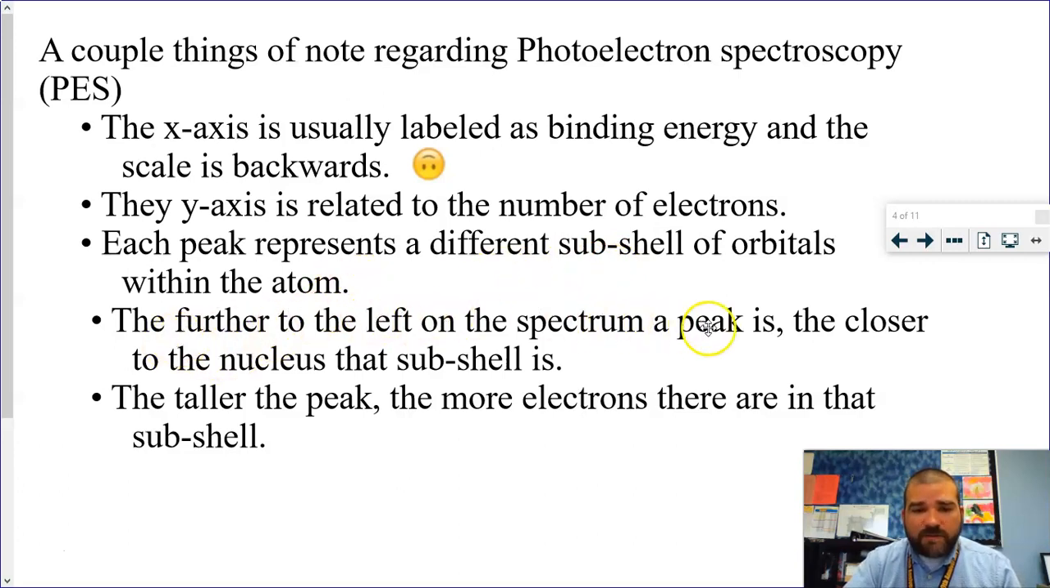The further to the left on the spectrum a peak is, the closer to the nucleus that subshell is, all right? So, and I'll go over this again multiple times, the y-axis is the nucleus, and the closer to the y-axis a peak is on one of these graphs, that represents an orbital closer to the nucleus, all right?